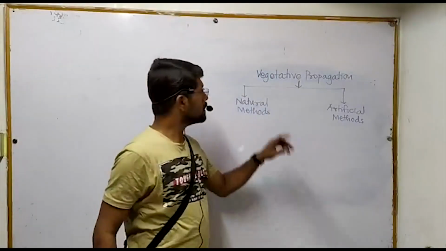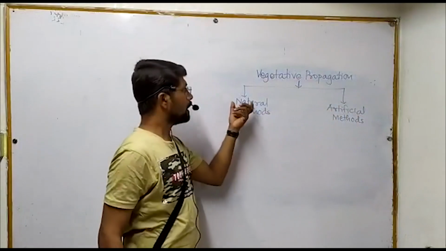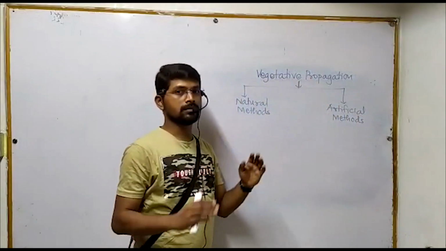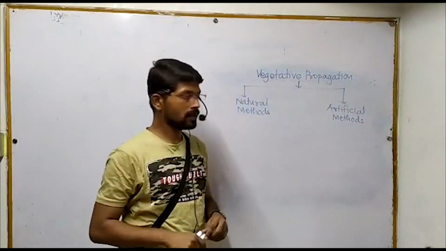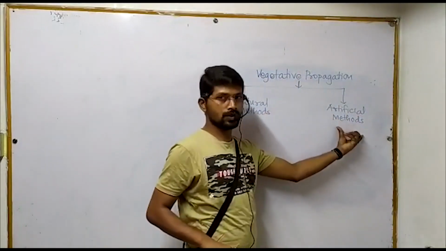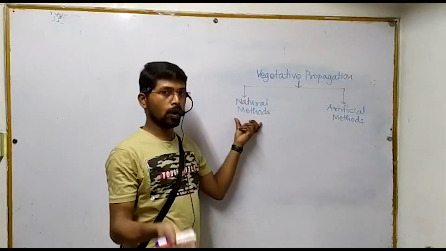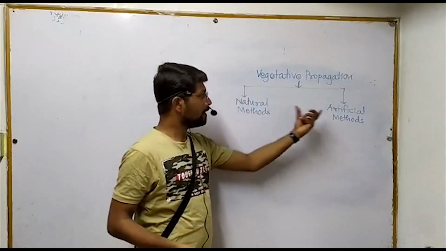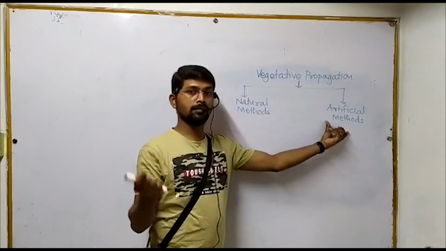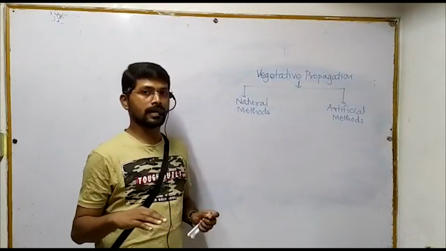Now let us discuss what are the different types of vegetative propagation in flowering plants. Vegetative propagation is mainly divided into two types. First is called natural methods and the second is called artificial methods. These types of vegetative propagation you can observe in nature, and artificial methods are implemented, or you can say followed, by man in agriculture as well as horticulture.